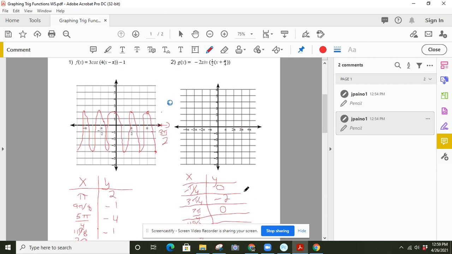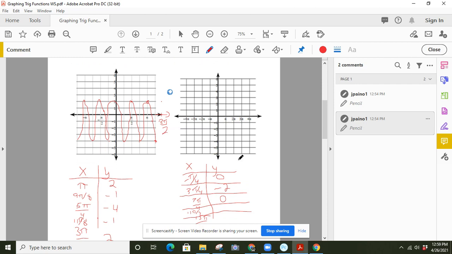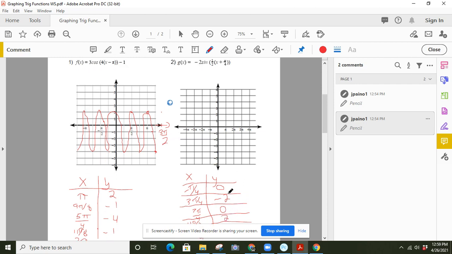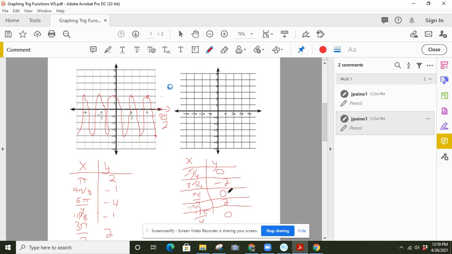Okay, plug in 11 pi fourths. 11 pi fourths plus pi fourths is 12 pi fourths, or 3 pi, times the half is 3 pi halves. Sine of 3 pi halves is -1. -1 times -2 is +2. And then this should just be 0 again.